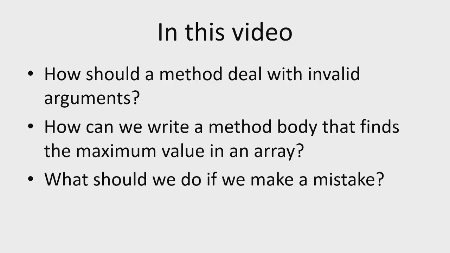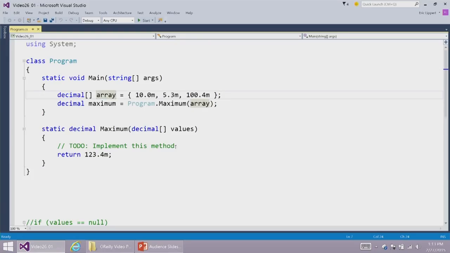Right? So let's take a quick look at the method that we've been coding up. We saw this last time. We have a method main. It creates an array. We have a method maximum that takes the array and that returns the maximum element in that array. We put a to-do comment in here saying, oh, we need to come back here and implement this method.